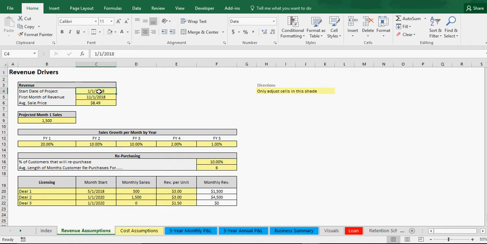The start date of the project, it doesn't matter what you put here. All it's doing is pulling the year that you put in here, and then it's populating the months that your project is going to encompass. And it always starts with the first month of the year you plan on having operation start.